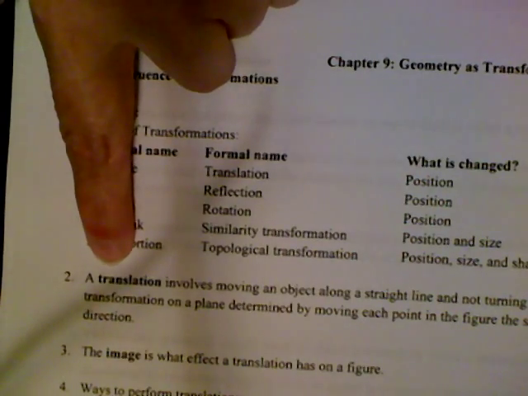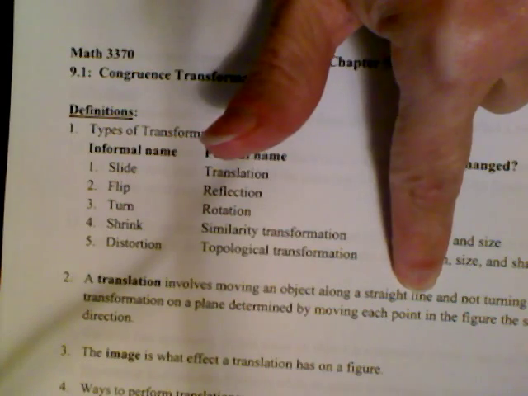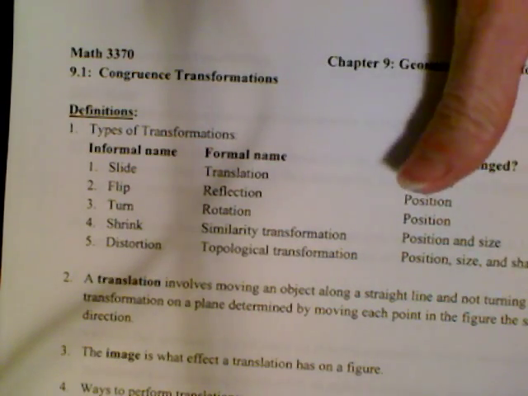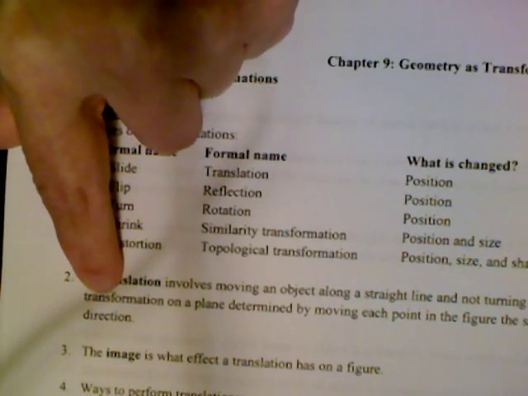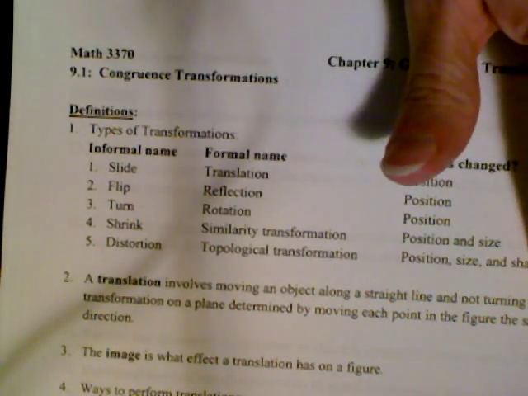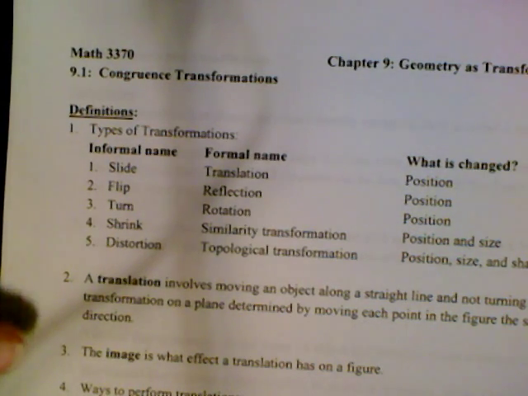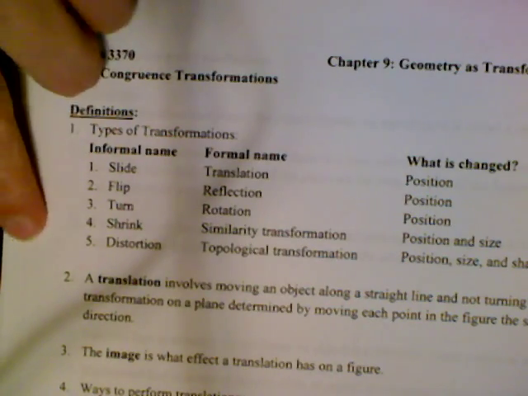A translation involves moving an object in a straight line and not turning it. A translation is a transformation on a plane determined by moving each point of the figure the same distance in the same direction. So you need to know certain definitions, and those are on your vocabulary list.